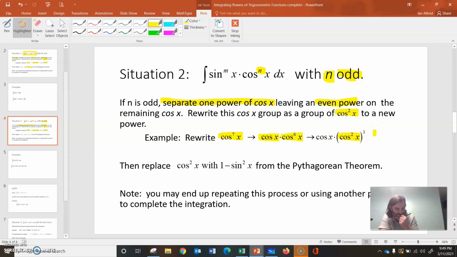Okay, so again, the whole idea is to get some number of squared sines or cosines, in this case, so that we can use the Pythagorean theorem and replace cosine squared with 1 minus sine squared. And the reason for that is that if you can get both sines and cosines in there and only have one sine or one cosine left, then you can use U substitution.